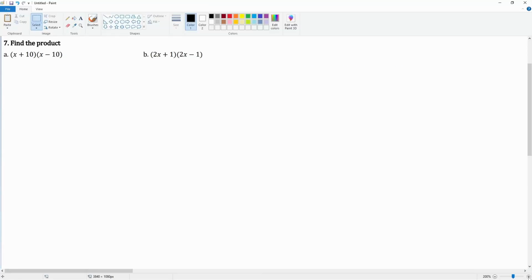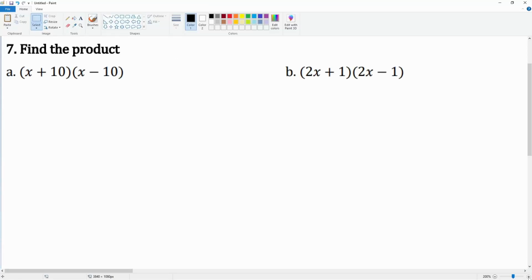Number 7 asks us to find the product, and notice that there is going to be a very interesting pattern that comes from this. We have x plus 10 times x minus 10. So the x times x becomes the x squared. And then the x times negative 10 becomes negative 10x. Plus 10 times x becomes plus 10x. And then we have the 10 times negative 10 becomes a minus 100.